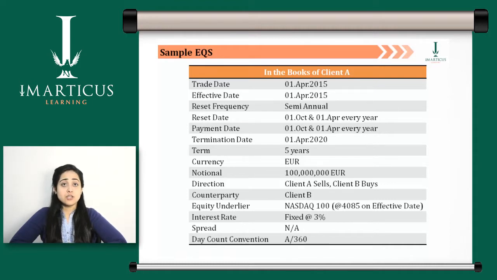The direction is client A sells, client B buys. Here the counterparty is client B. The equity underlier is Nasdaq 100 at the rate of 4085 euros on effective date. The interest rate is fixed at 3%. The spread is not applicable in this case and the day count convention is to be followed as A by 360.